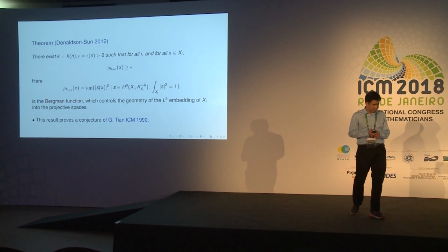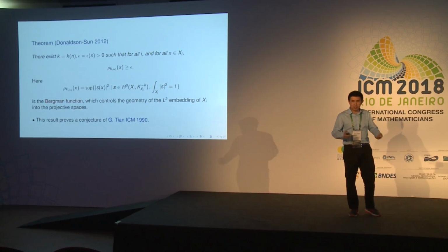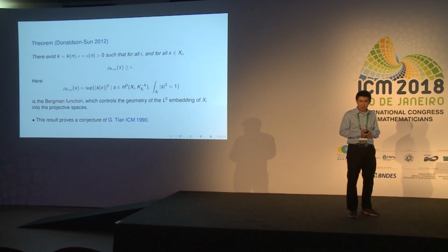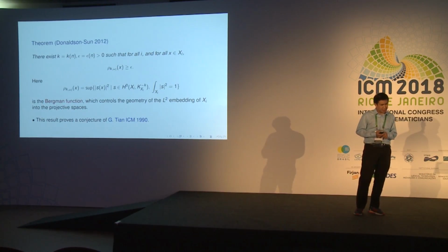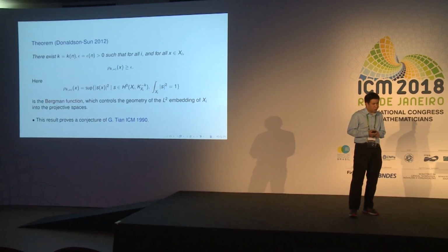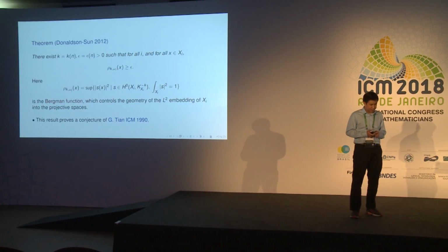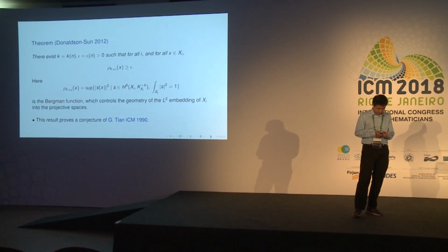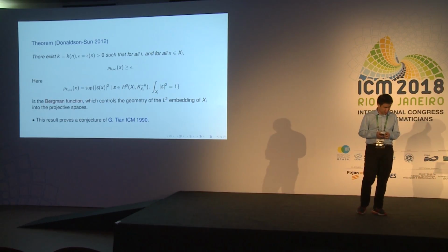It controls the geometry of the L2 embedding of X into projective spaces. If you have nothing, then the Kodaira embedding will only give you an embedding up to projective linear transformation. That's a non-compact group. It does not give you the geometry of X. But now, if you use a metric, you can consider L2 orthonormal sections of this bundle. Then the embedding will be well defined up to a unitary transformation. So this geometry is well defined. This result proves the conjecture of Tian in 1990.